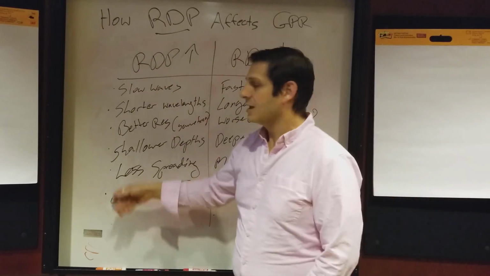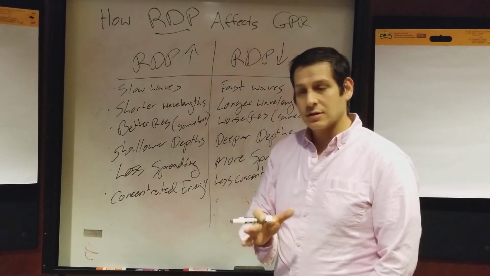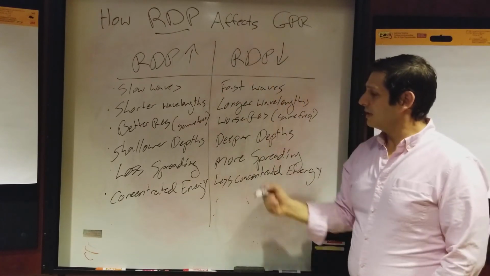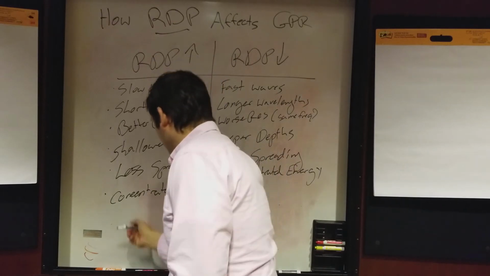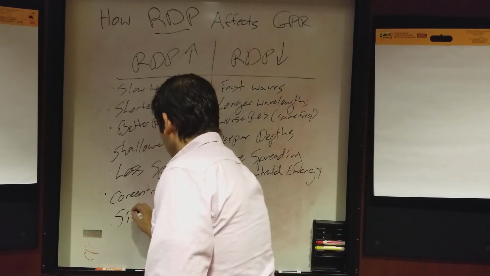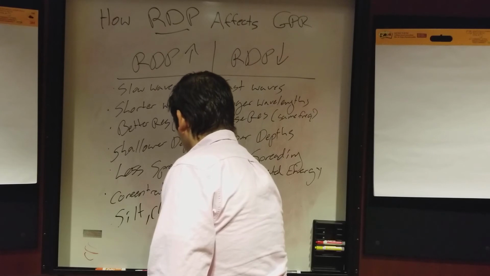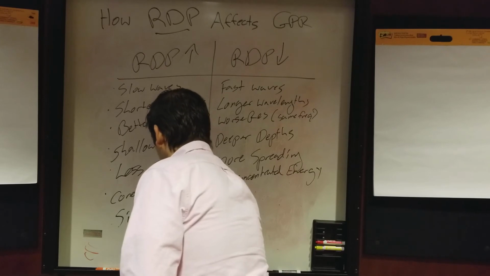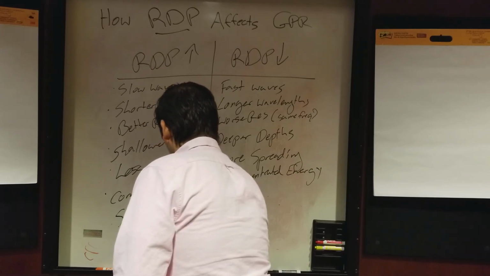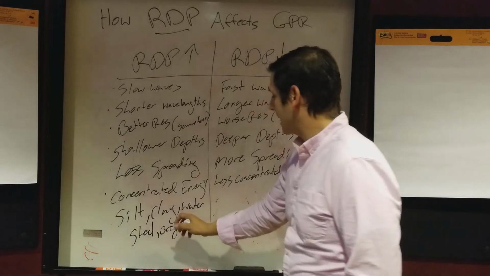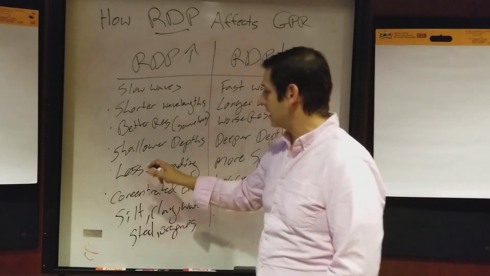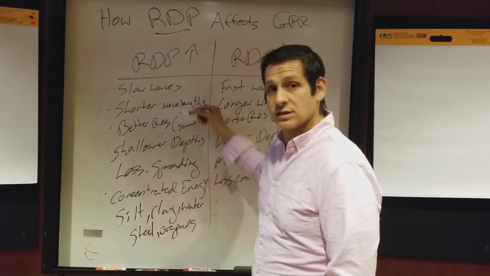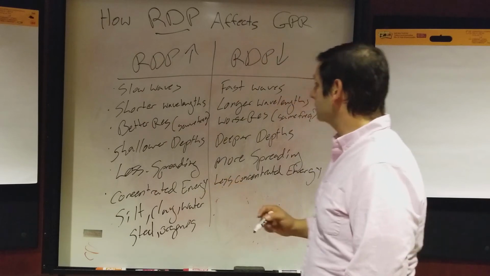I know I wrote down 3, but they're interrelated with each other. Here's a summary chart. High RDPs, like silt, clay, water, steel, and organics, have concentrated energies because of less spreading, shallower depths because of slow-moving waves and shorter wavelengths, but better resolution with the same antenna frequency under these conditions.